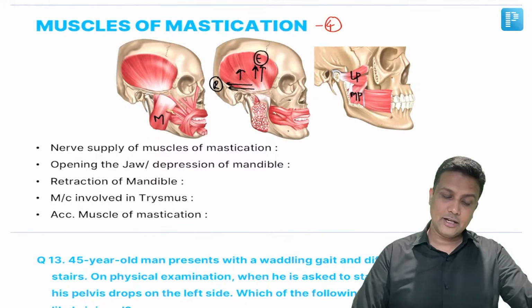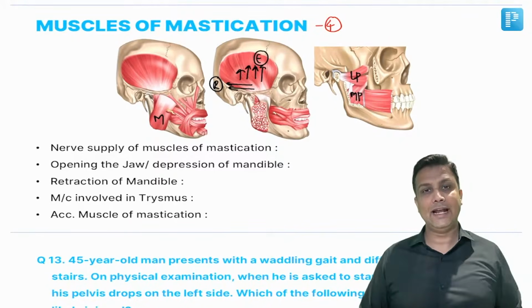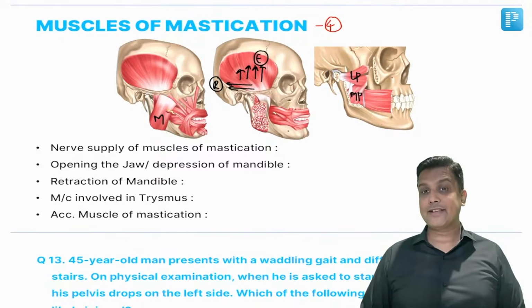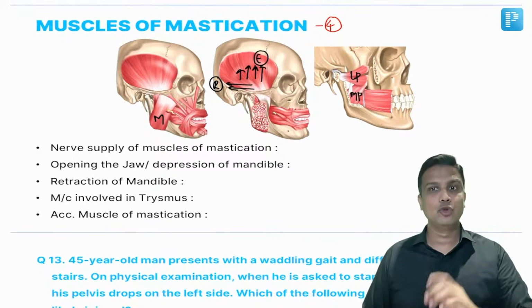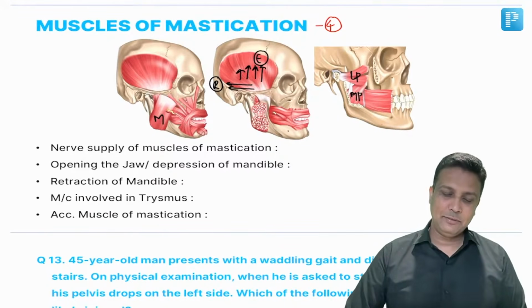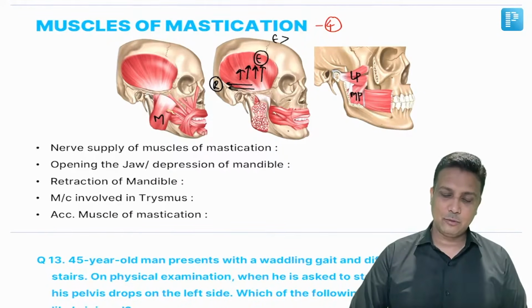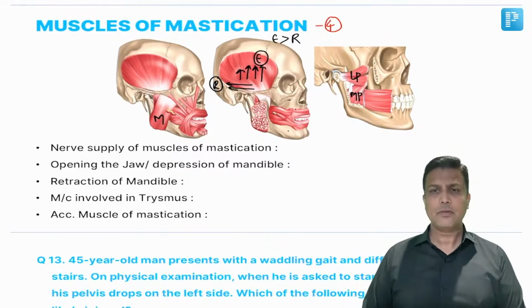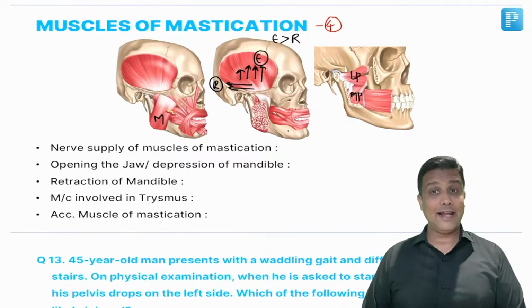One will be the retraction, another one will be the elevation. But in the exam, recently in one of the exams, they have given both the options. So when both the options are given, which is better? Remember, temporalis elevation will be better than retraction, because more fibers are actually helping in elevation when compared to the retraction. So elevation is the better answer when compared to retraction.